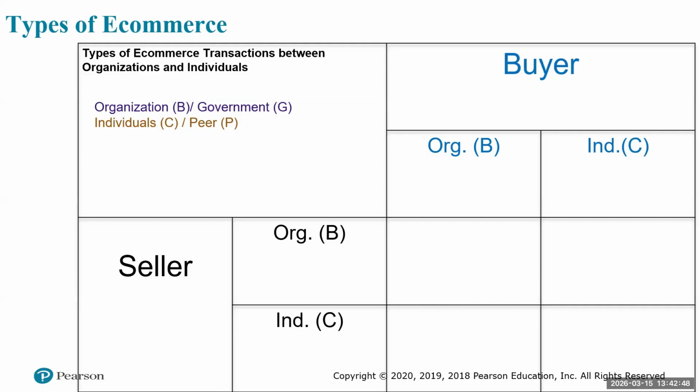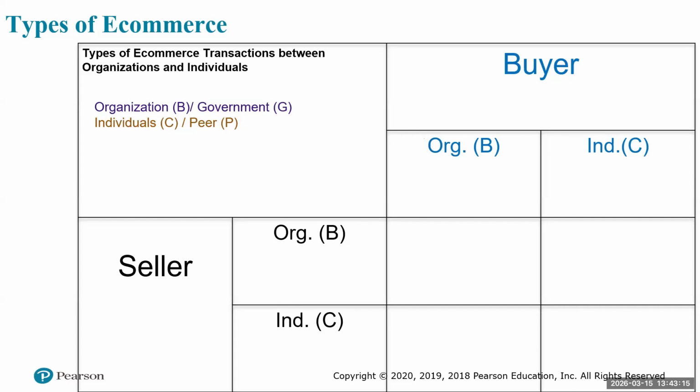But interestingly, some sellers, or even buyers, who can be organizations, can be as big as a government. So they can be a special type of organization, which is very big, like a government. And for that, sometimes we don't use B for that organization. We rather use a special code, which is G. So when we say G to G, we actually mean government to government.